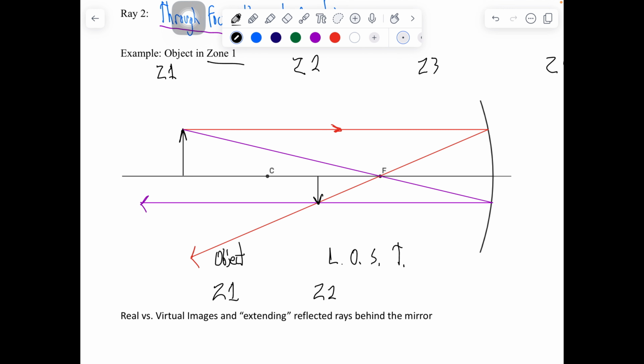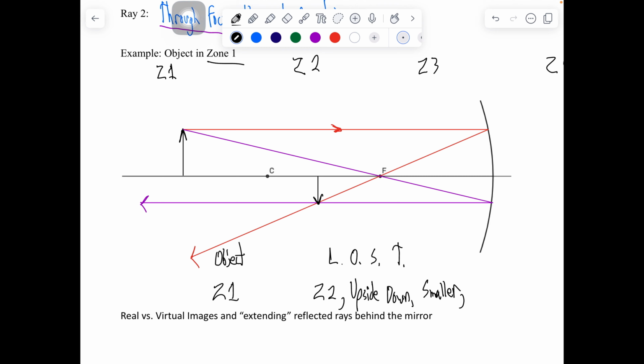O is the orientation. Is it right side up, or is it upside down? Well, it is upside down. S stands for size. Is it bigger, smaller, or the same? Well, you can clearly compare the two arrows and see that the image, the one in zone 2, is smaller.